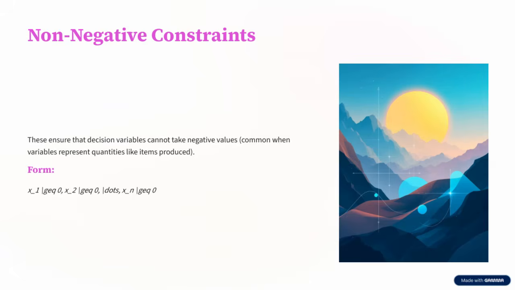Now, let's look at these non-negativity constraints. What we're seeing here is that each decision variable, x1, x2, all the way up to xn, must be greater than or equal to 0. This is a very common type of constraint in many real-world problems. For example, if you're deciding how many items to produce or how much resource to allocate, it doesn't make sense to have negative quantities. So these constraints ensure that our solutions stay realistic and feasible. They basically prevent us from considering impossible or nonsensical options, keeping our decision variables within a logical range. This is a fundamental concept that helps us define valid solutions in optimization problems.